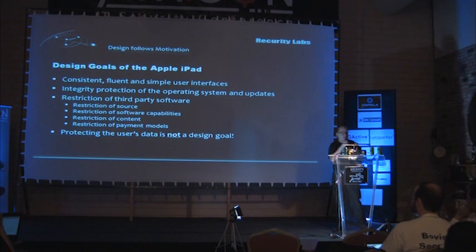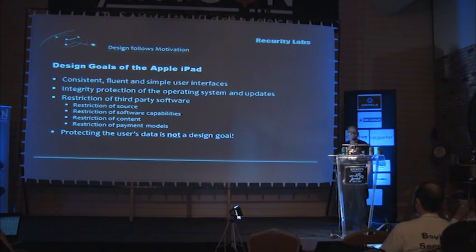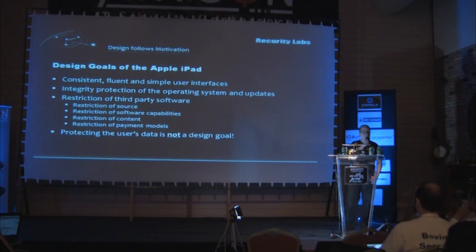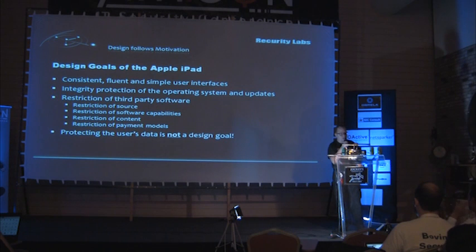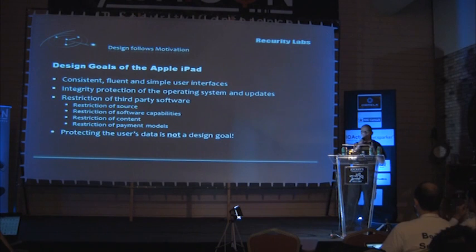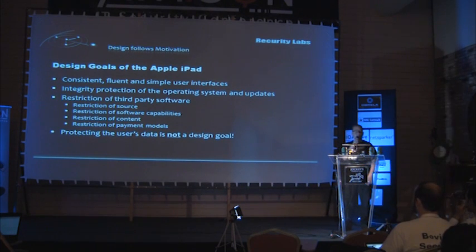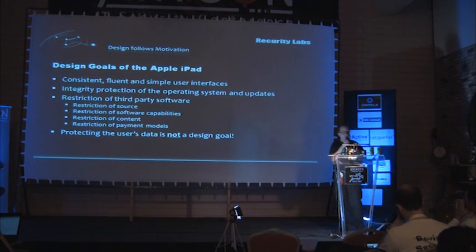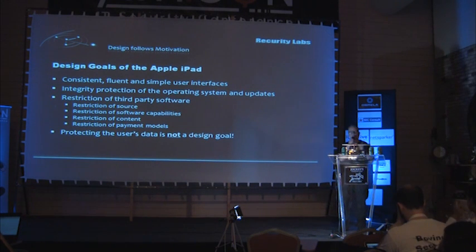So what Apple wants, besides the consistent, fluent, simple user interface that everyone loves, is integrity protection of their operating system. They don't want anyone else on their operating system. They restrict third-party software from the source. You can only get it from the App Store. From the capabilities, if you're building some software that, let's say, makes a less sucking email client, it will never make it into the App Store because Apple has an email client. They restrict the content and they restrict the payment models. Protecting the user's data is not part of the security design because it's not part of the stuff that they make money with.